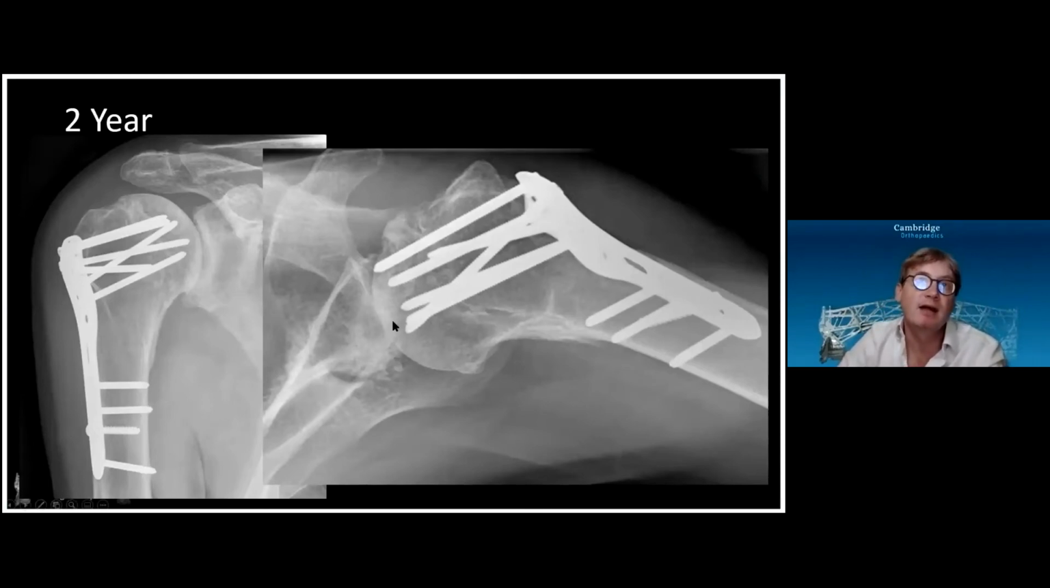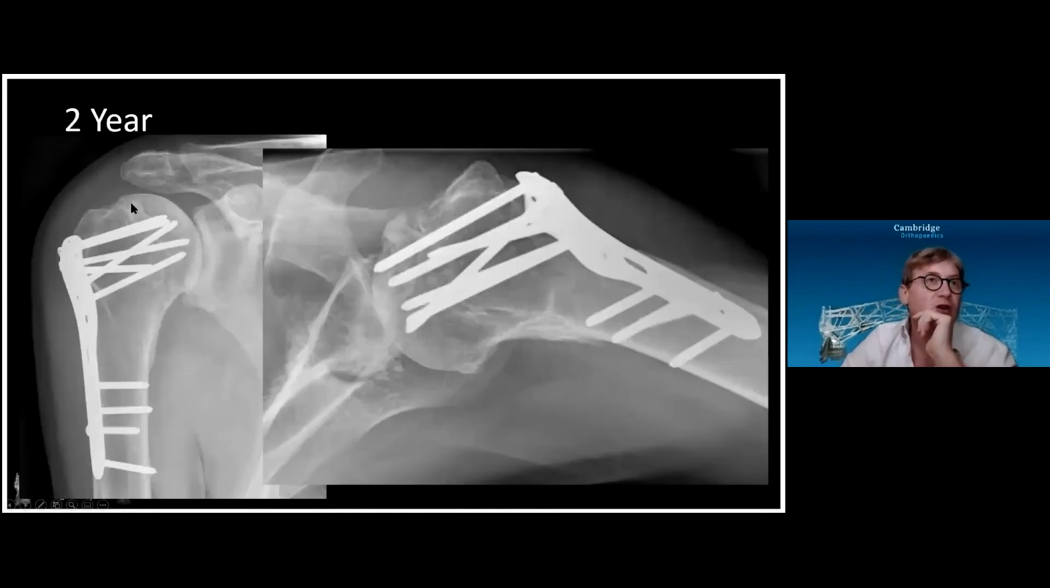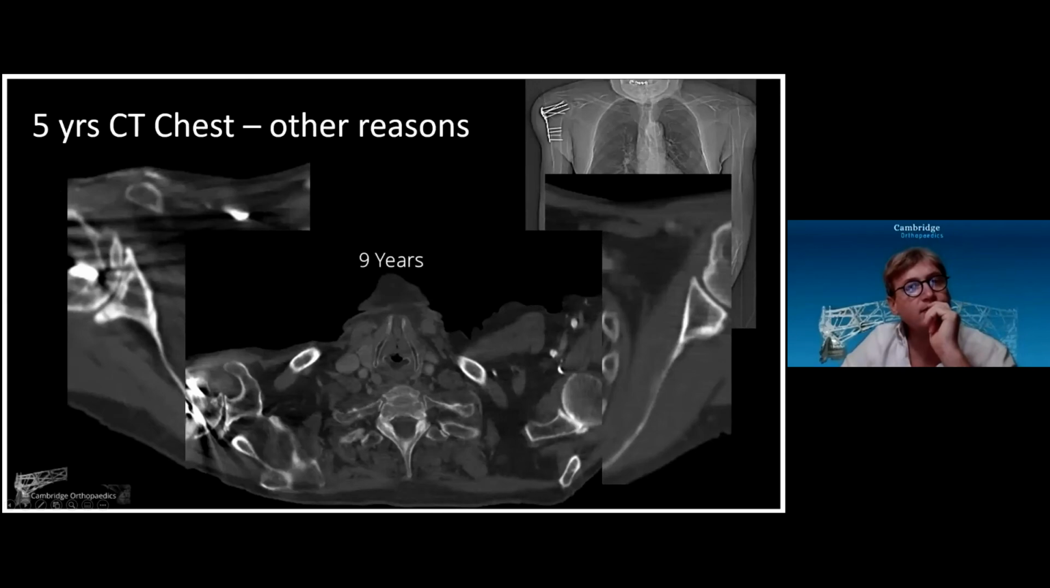You might think that that screw has caused the arthritis, but in fact, the patient went on and had a CT for other reasons, and he's actually developing arthritis on the other side. I don't think he got any AVN of the humeral head. You know, it's not uncommon that you see it at the top corner, a little bit of resorption, a little bit of sclerosis. Overall, a good shoulder.